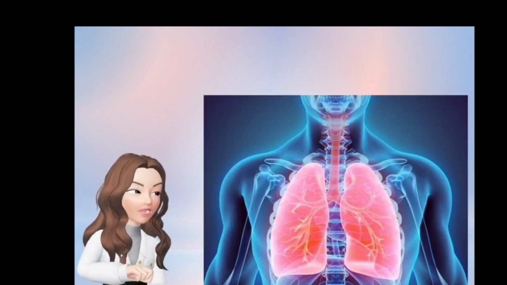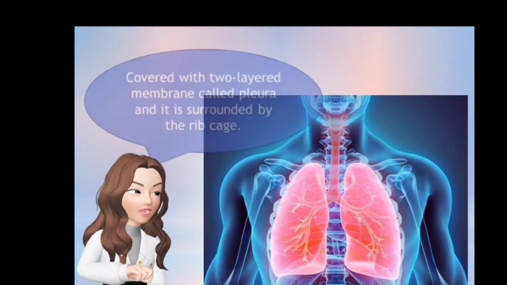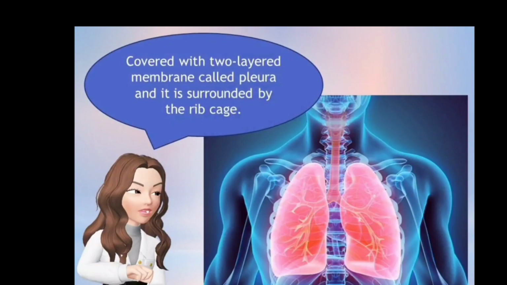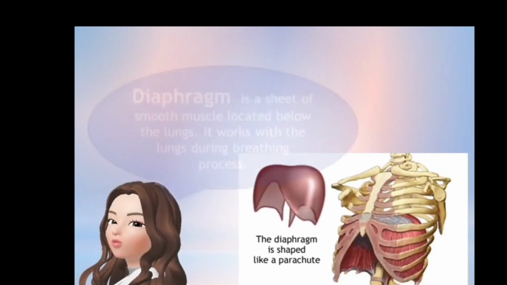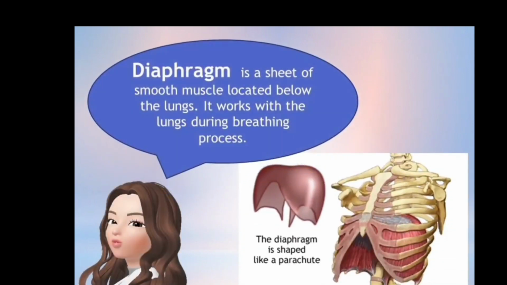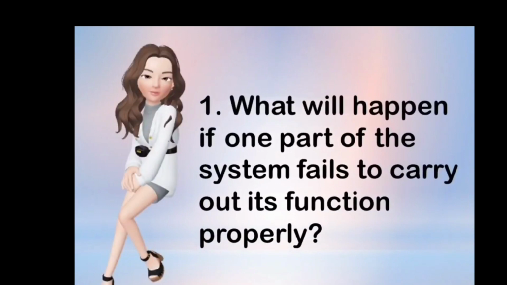The lungs are cone-shaped organs of respiration in humans, covered with a two-layer membrane called pleura, and surrounded by the rib cage. Next is the diaphragm. The diaphragm is a sheet of smooth muscle located below the lungs. It works with the lungs during the breathing process. Now, what do you think will happen if one part of the system fails to carry out its function properly?